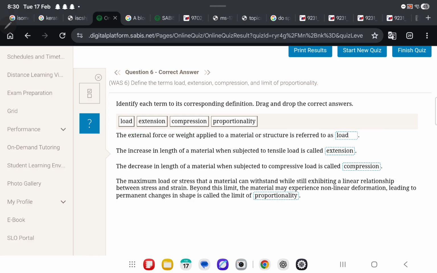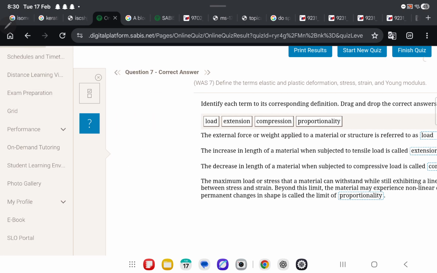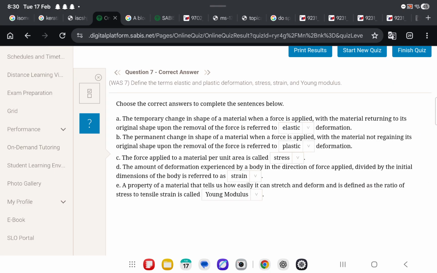Now, question 7. Question 7 states, choose the correct answers to complete the sentence below. The temporary change when a force is applied with the material returning to original shape, it's in the name, it's elastic, right? Remember a rubber band, it always goes back to being a circle. But if it's permanent, beyond the limit of proportionality, we call it plastic deformation, not elastic deformation anymore. It can't go back to its shape.